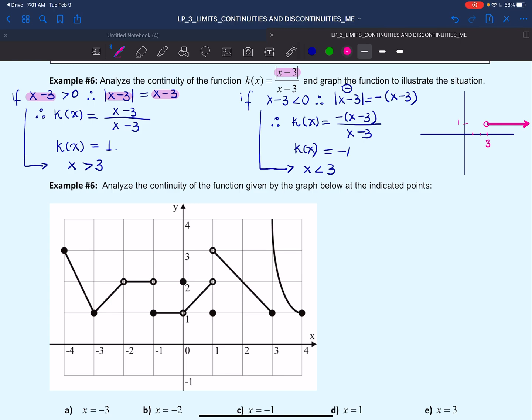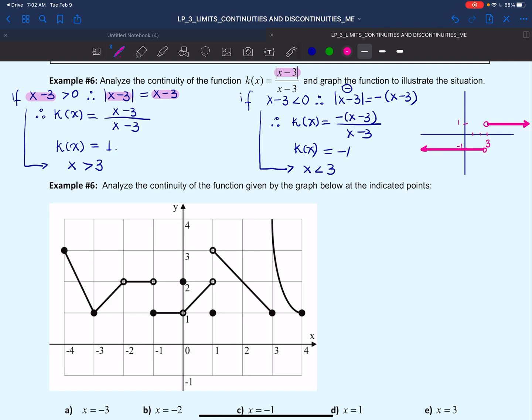The function is undefined there. Now, for x values less than 3, so to the left of 3, the function equals negative 1, so it will stay constant and equal to negative 1. So if this is negative 1, the function will be going in this direction. We also have to emphasize one more time that exactly at 3, the function will have a hole. This would be the graph of k(x) equals the absolute value of x minus 3 over x minus 3.